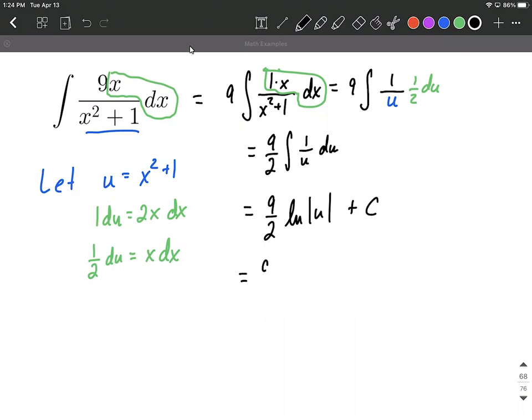So in this situation, we'll have 9/2 natural log, and then we want to replace back in where u is currently. You're going to use your let statement and go back to x squared plus 1 gets filled in there inside the absolute value where the u was.